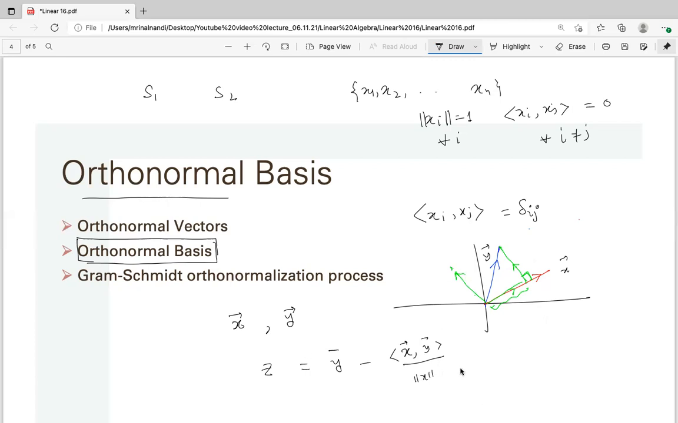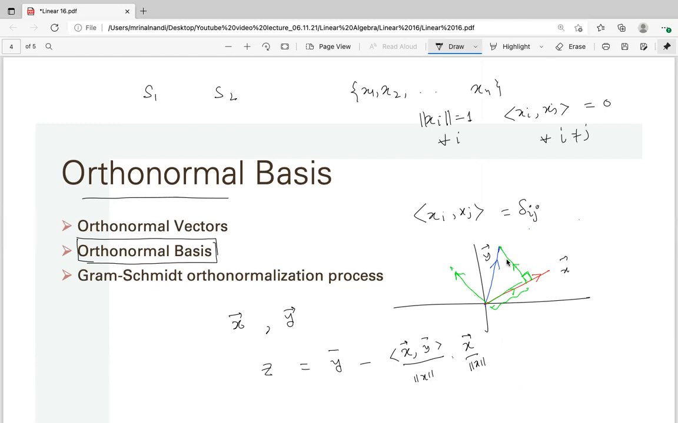That part is actually the component. So this is the length of this, and we need a unit vector along this. The unit vector along x is x divided by the norm of x. The length of this part: we know x dot y is the norm of x times the norm of y times cos theta. So we need only y cos theta, not the norm of x times y cos theta.